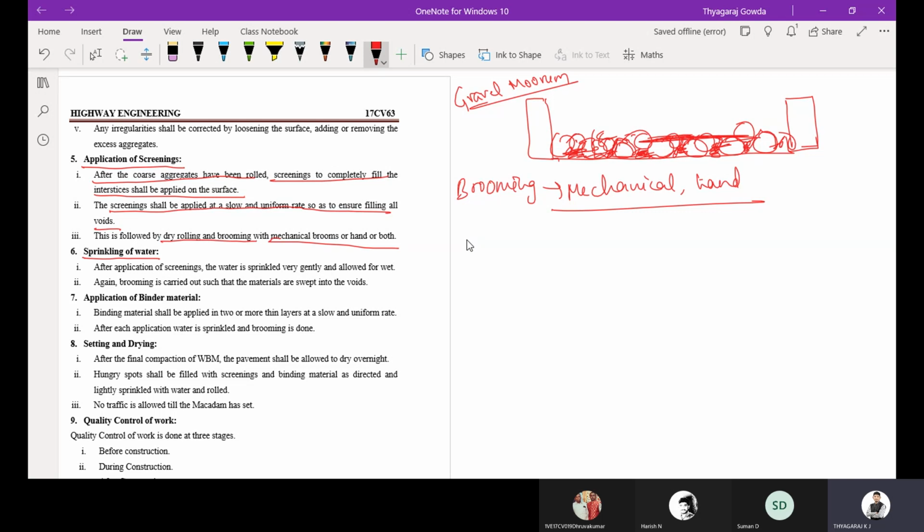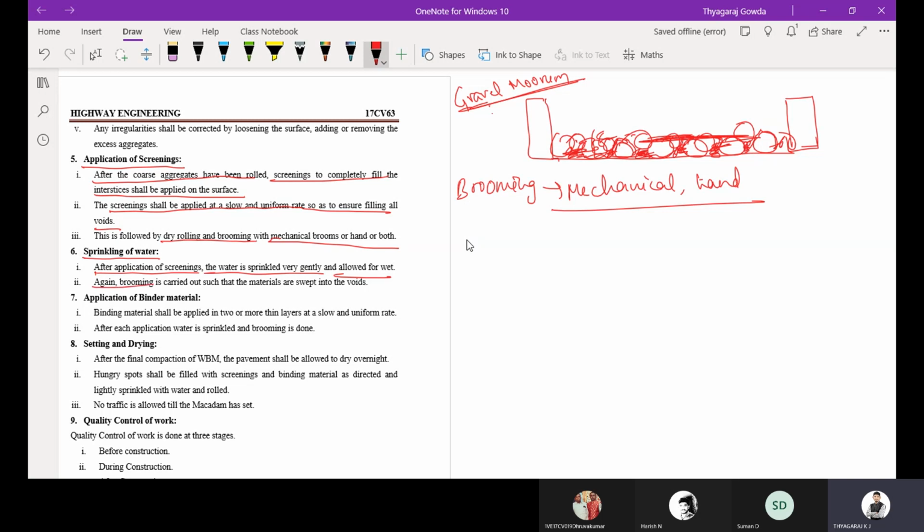Then after rolling and brooming, we are going to apply the water sprinkling. Why? Because the gravel or murram acts as a screening material, and if we apply water, it works effectively. That's why we add the water. After application of screenings, the water is sprinkled very gently and allowed to wet. You are not going to make the water stand on the aggregate surface, but you are going to gently sprinkle over the aggregates and make them wet.